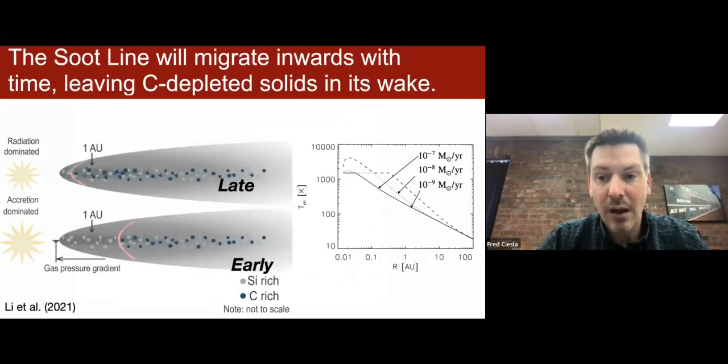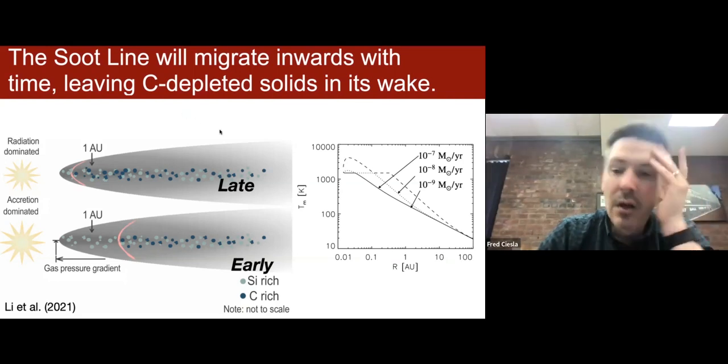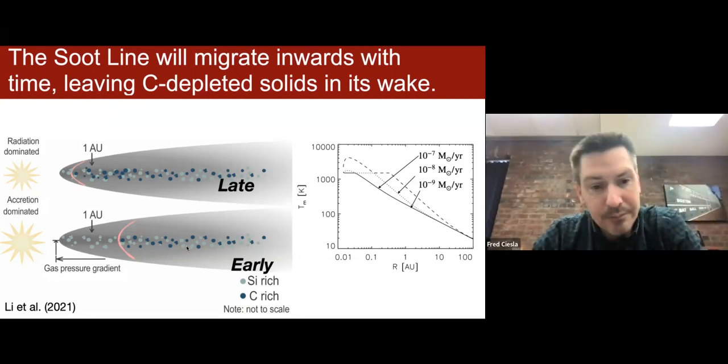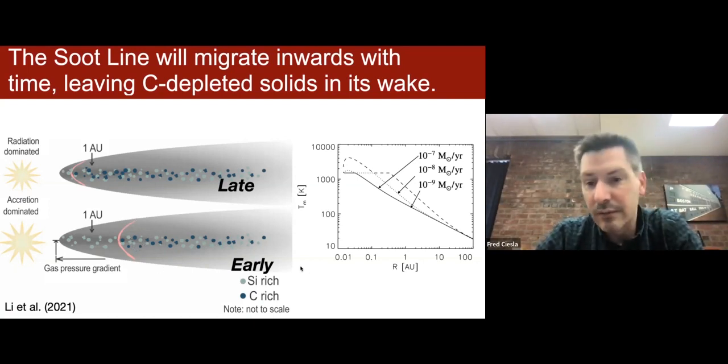And so the soot line is something that we've been focusing on, and in the interest of time, I'll finish shortly after this. But this is one of the things we've been looking at: how does the temperature structure of the solar nebula evolve with time, and what does that mean for the location of the soot line?